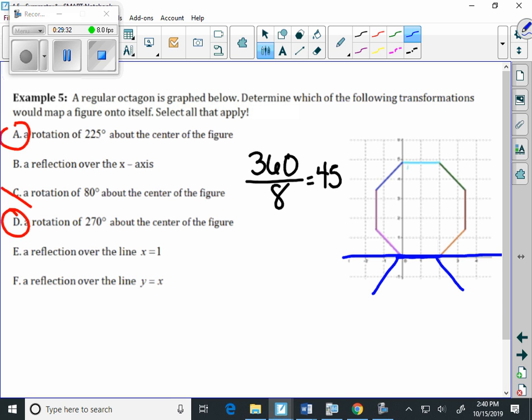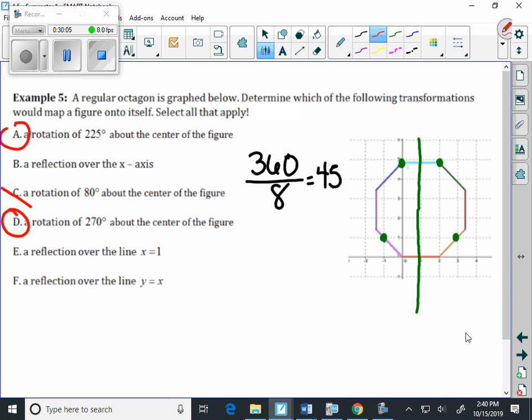But if we look at the reflection over the line x equals 1, remember, x equals 1 is here. And if we pick a point, this is 1 space away from that green line, this is 1 space away from that green line. Or, I don't have a better point, let's look at this point. This point is 2 spaces away from this green line. This one is 2 spaces away from this green line. It looks like it is a reflection over the line x equals 1.